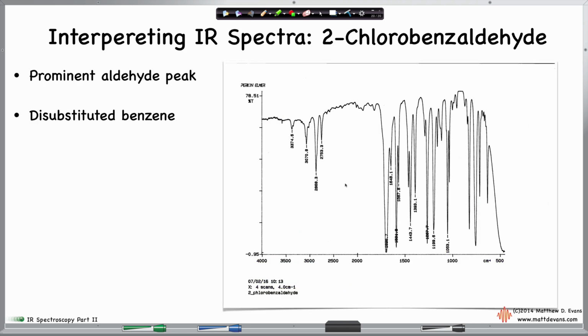Just marching through spectra here, just giving you lots and lots of examples. So let me draw out this structure. This is benzaldehyde. So benzaldehyde starts with a benzene ring. I'm going to put the aldehyde arbitrarily at the top, and then 2-chloro is here.